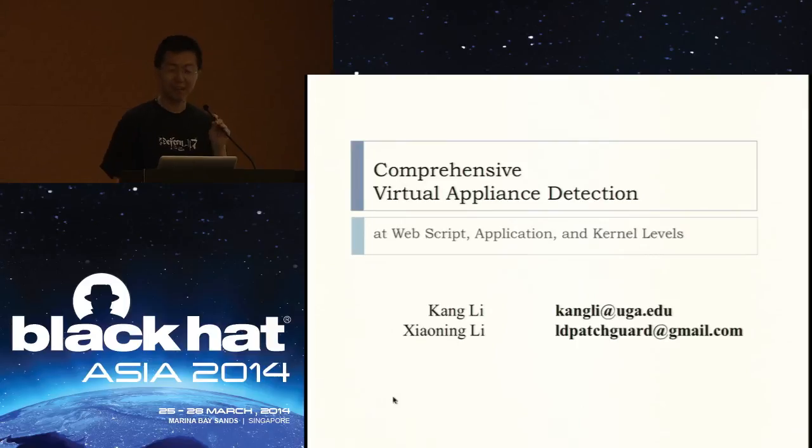My name is Kang. This is the talk on virtual appliance detection. What I'm going to try to tell you during the talk is some of our preliminary efforts of detecting virtual appliance using WebScript. I'm also going to briefly mention some other techniques in general to detect virtual machines. This is a joint work with Xiaoning, who unfortunately cannot come to Singapore for both work and visa issues.